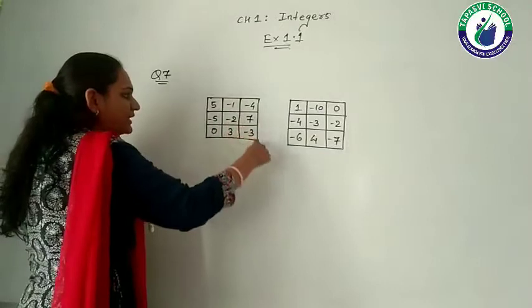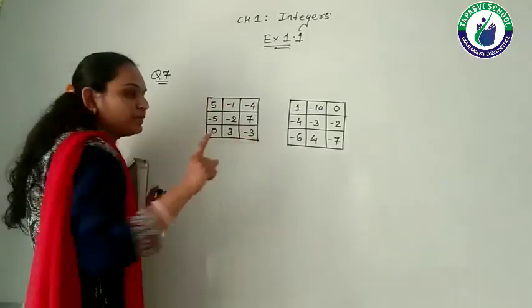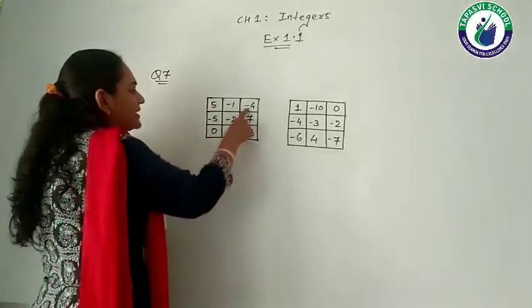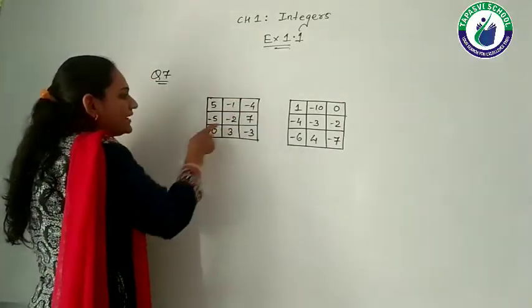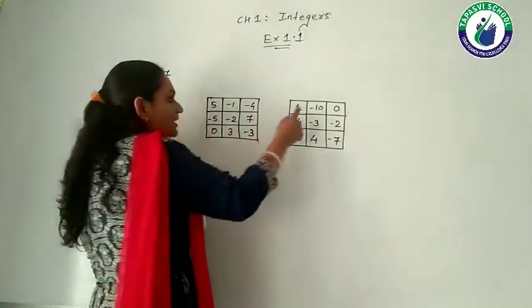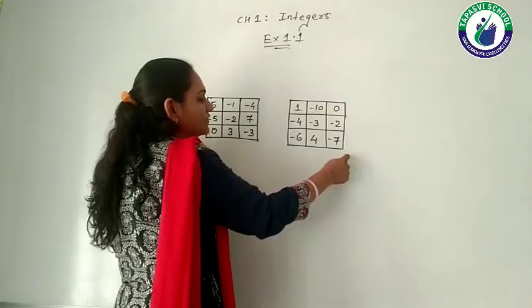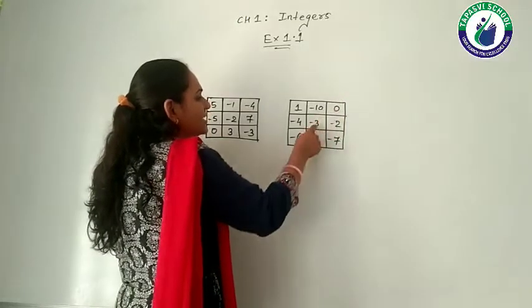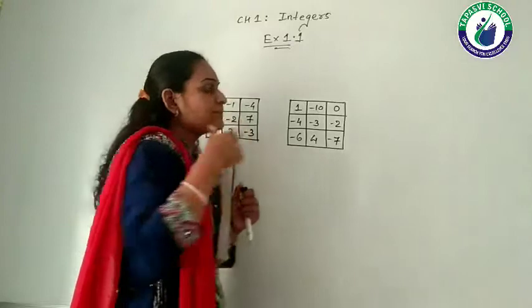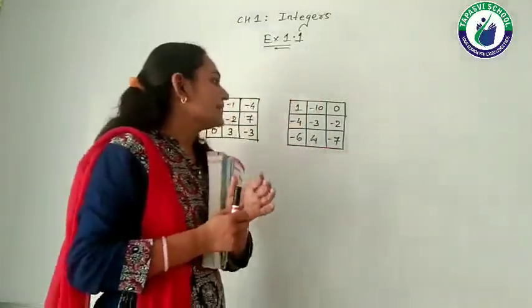Diagonal means like this. That means 5, minus 2, minus 3 are all in one diagonal. Similarly, minus 4, minus 2 and 0 are in the other diagonal. There are always two diagonals. Similarly, 1, minus 3, minus 7 are in the diagonal of the second square, and 0, minus 3, minus 6 are in the other diagonal of the second square.